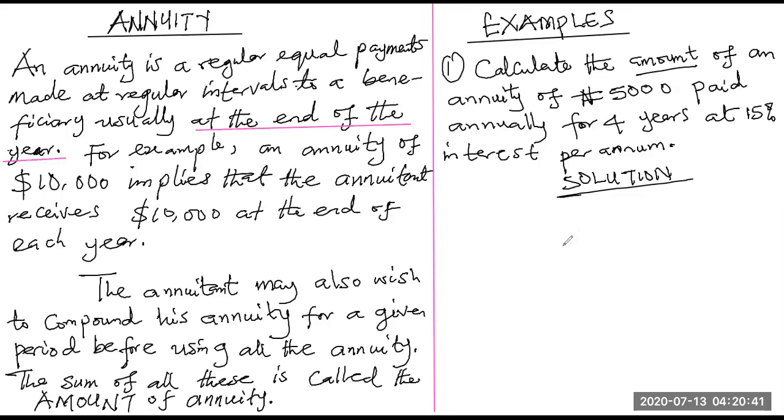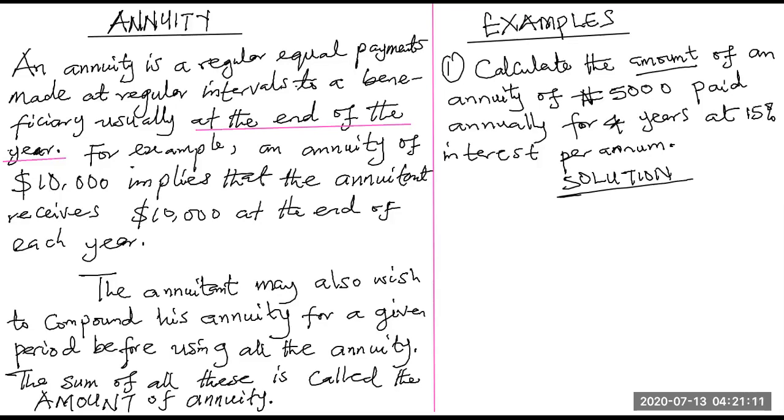All right, so let's take an example and illustrate this. Now I say calculate the amount. Look at the word here, amount, not annuity. The annuity is already clearly stated here. 5,000 naira is the annuity every year at the end of each year. So don't have a problem with that. But I say calculate the amount of an annuity of 5,000 naira paid annually for 4 years at 15% interest per annum.